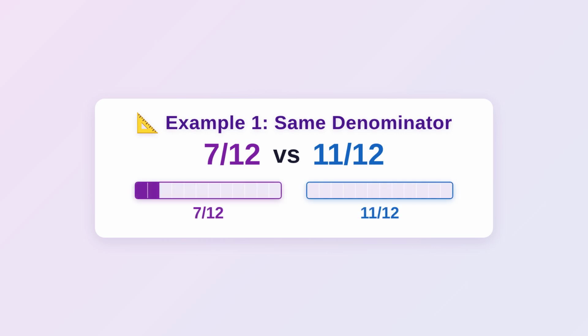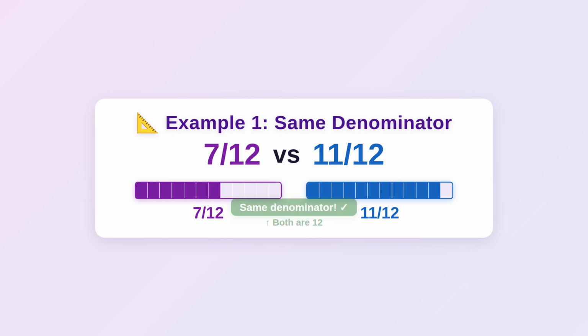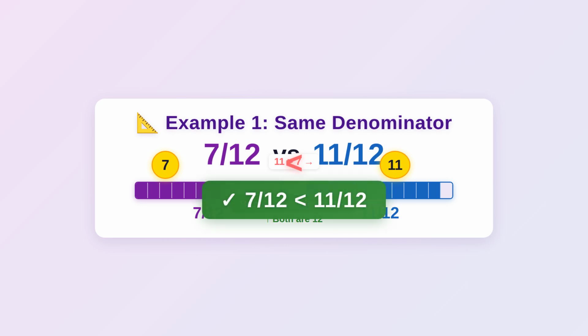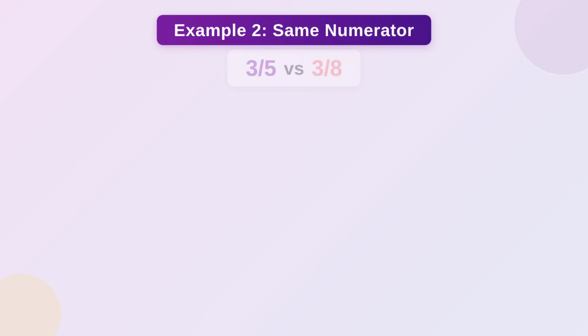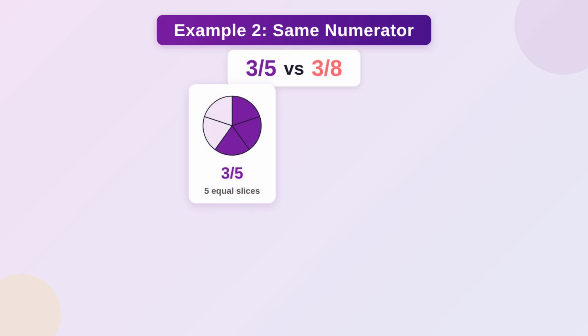Let's try our first example. Compare 7/12 and 11/12. First, check the denominators. Both are 12. They're the same, so we just compare the numerators, 7 and 11. Which is bigger? 11. So 11/12 is greater than 7/12. We write it as 7/12 is less than 11/12. Boom. That was fast. Same denominator problems are your fastest wins on a test. Always check for them first.